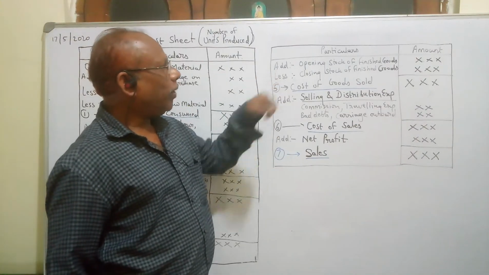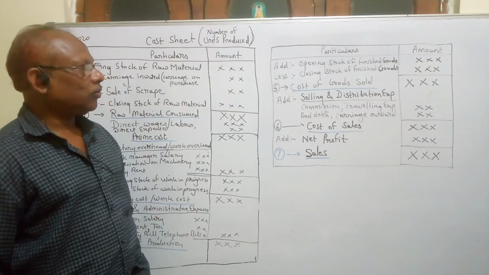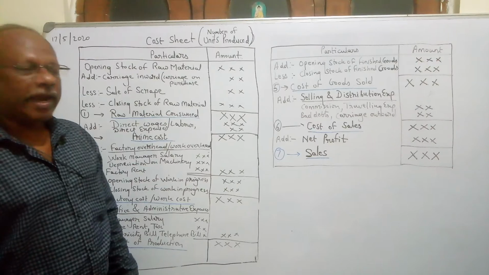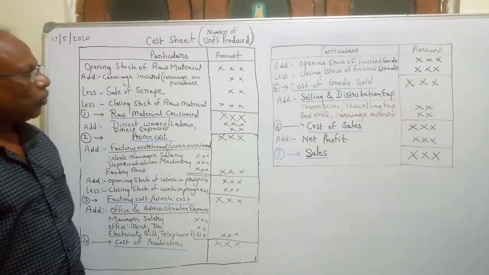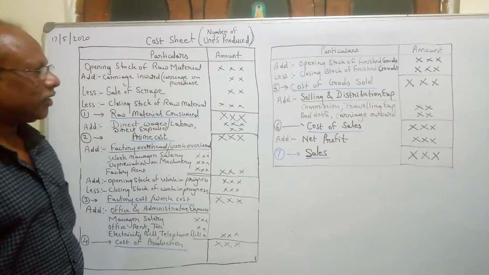Then to cost of production, we add the opening stock of finished goods and deduct the closing stock of finished goods. When the opening stock of finished goods and closing stock of finished goods are added and deducted, we get cost of goods sold. To cost of goods sold, we have to add selling and distribution expenses.